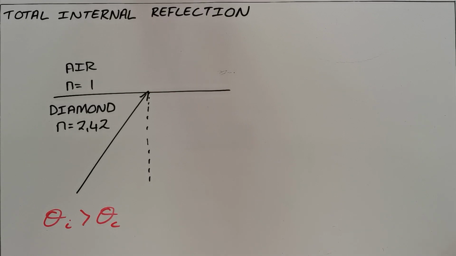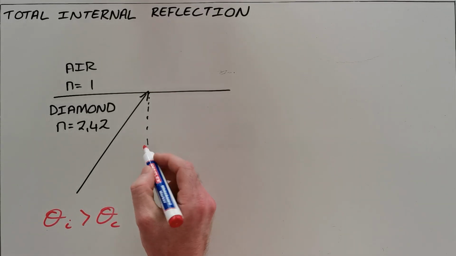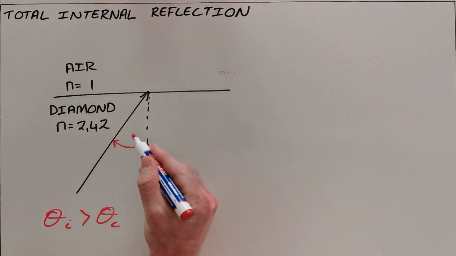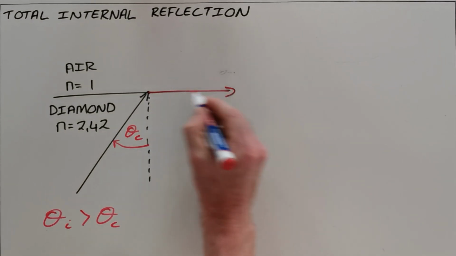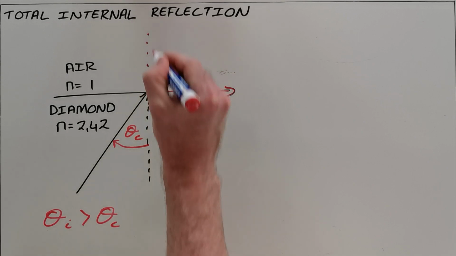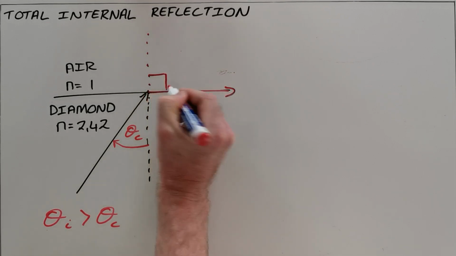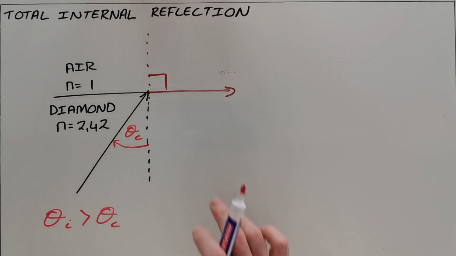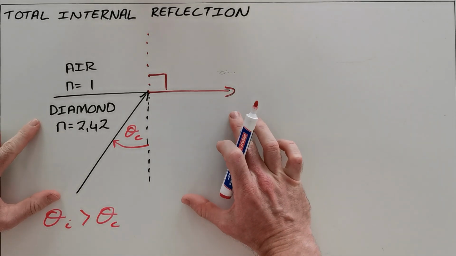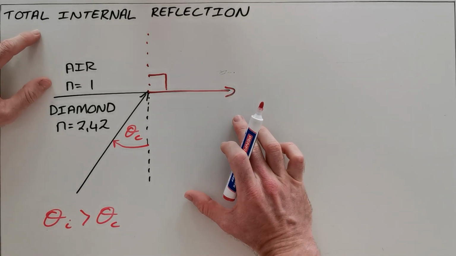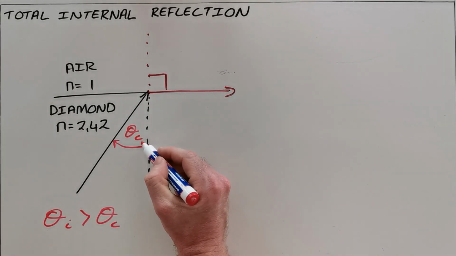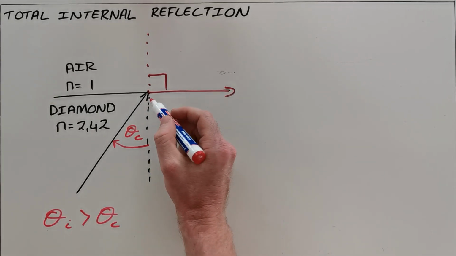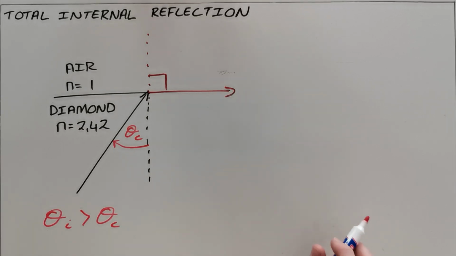The critical angle is the angle of incidence for which the angle of refraction is 90 degrees. As we can see here, the ray of light has to be traveling from a more optically dense medium, in this case diamond, to a less optically dense medium, in this case air. And the critical angle is the angle for which the angle of refraction is 90 degrees.